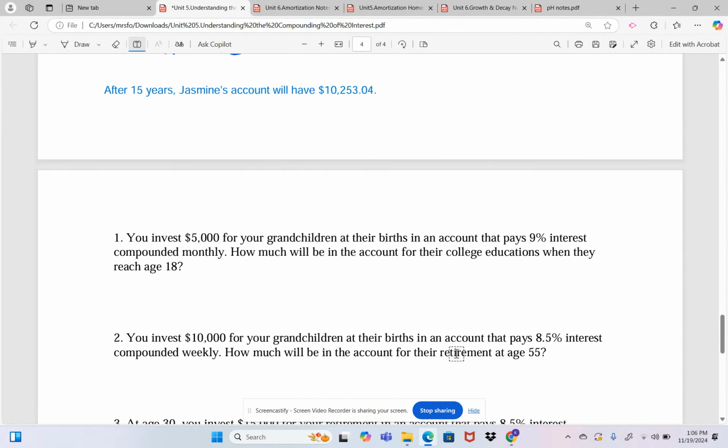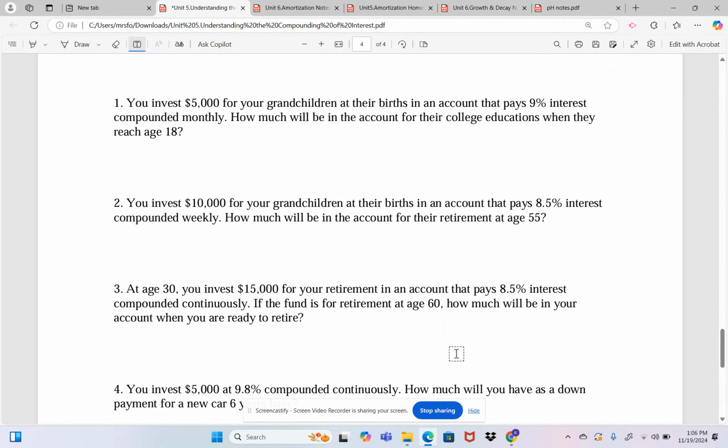Okay, so now we're going to look at a couple examples from the homework, and then we're going to move on to today's lesson. Like I said, this is the lesson we were supposed to do Thursday, so I'm not going to do all of the homework, but we'll do a few of them and then move on.